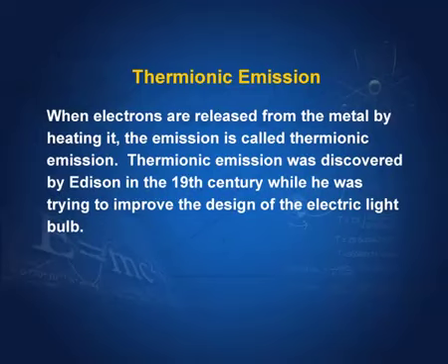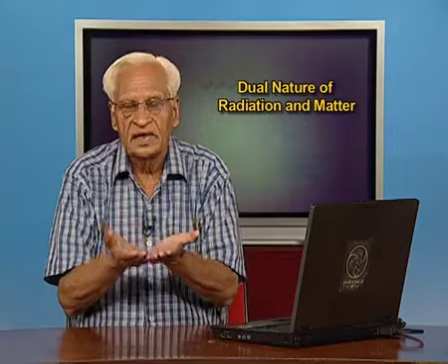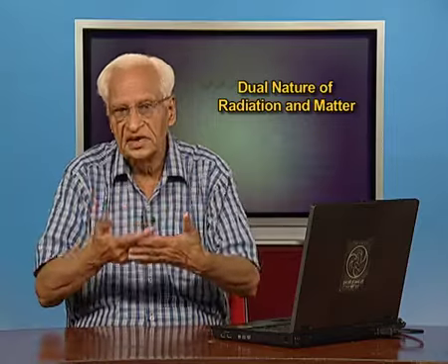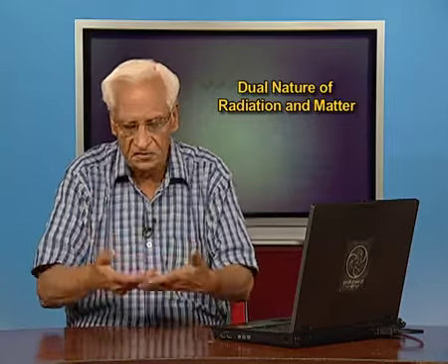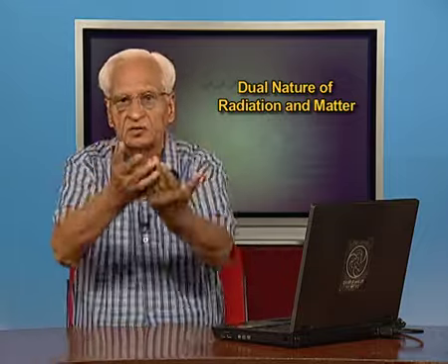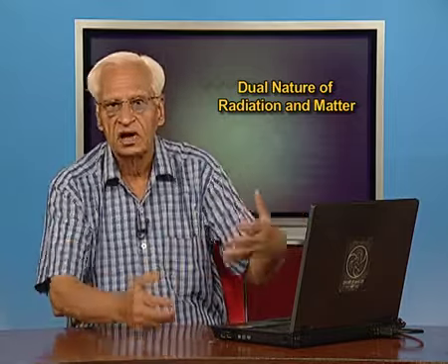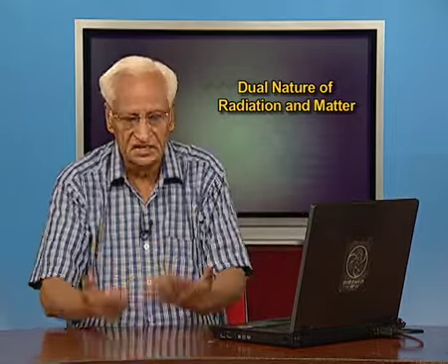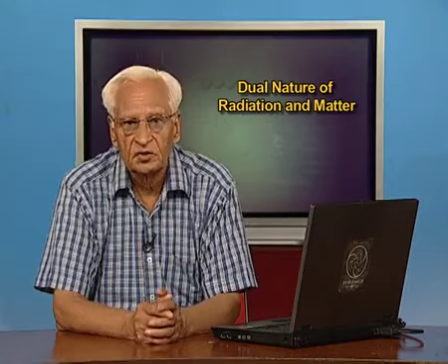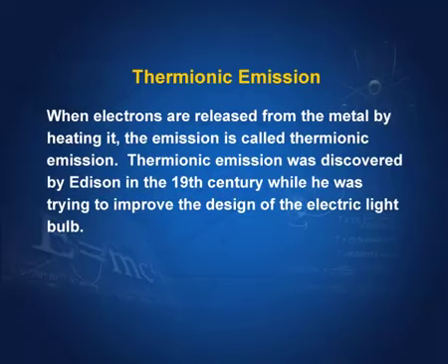When you heat the piece of metal, if heating is sufficient, it provides sufficient energy to electrons, then electrons can come out. And this kind of emission of electrons from a metal surface, when it is heated, is known as thermionic emission. Thermionic, therm for heat, thermionic emission.